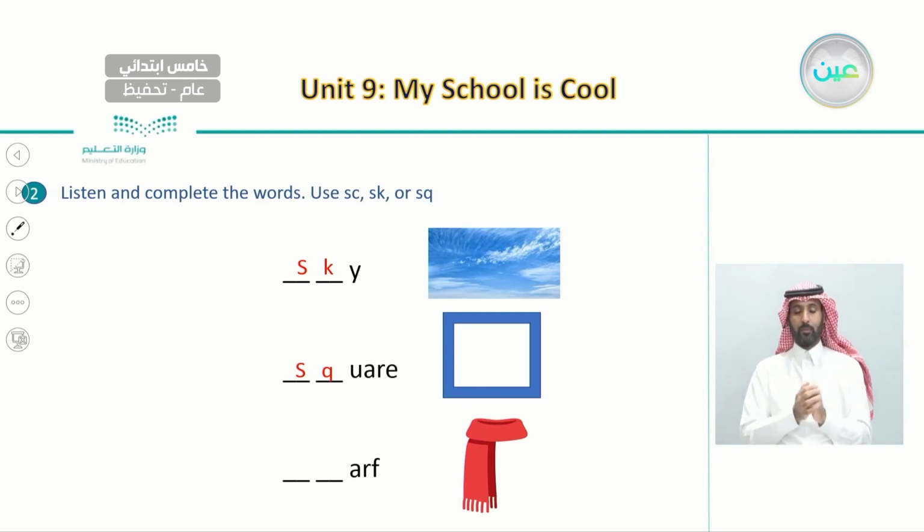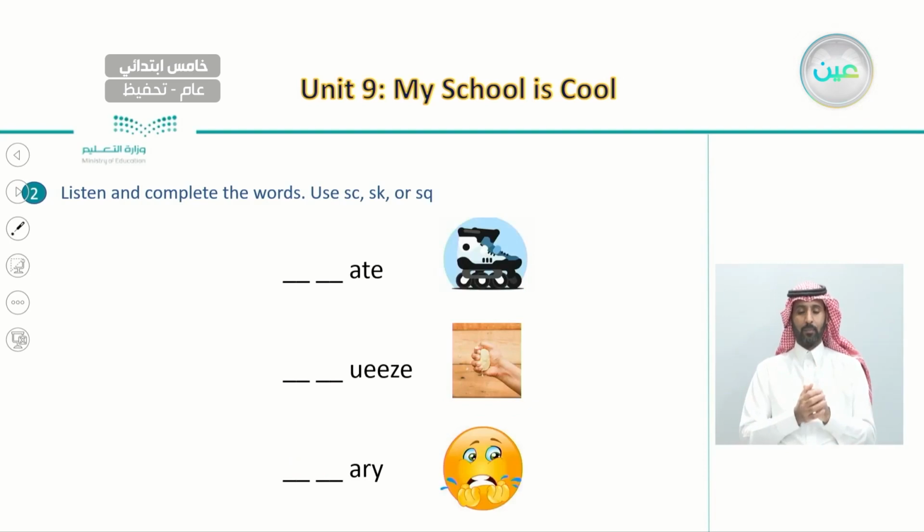Now let us move on to the last one. The last one for our first part here is scarf. Very well. So, what should we write here? Scarf. What are the two letters that we need to write here? It is, of course, S and C, scarf. Now, let's see the second part. Let's start with the first one. The first one is skate. So, what should we write here? Do we have to fill it in with SC, SK, or SQ? Here we should put S and K, skate.